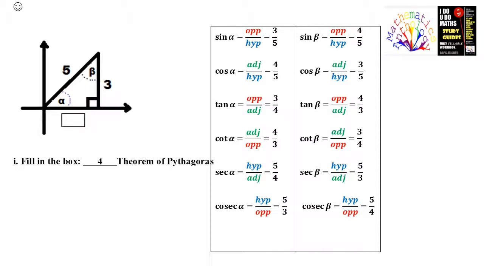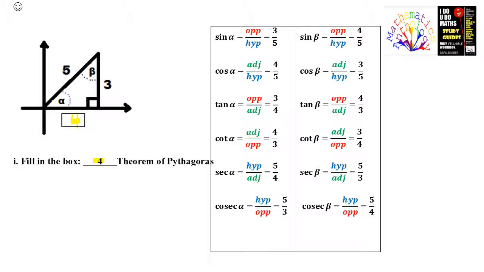Fill in the box again for this triangle. We have 5 as the hypotenuse, we have 3, and we have the box for an unknown value there. So let's fill in the box. Again, theorem of Pythagoras, because this is a right angle triangle, will be 5 squared minus 3 squared. 25 minus 9 is 16, so the square root of 16 will be 4. So the box here, we should have 4.